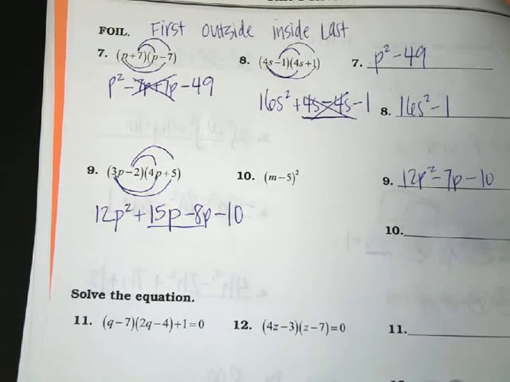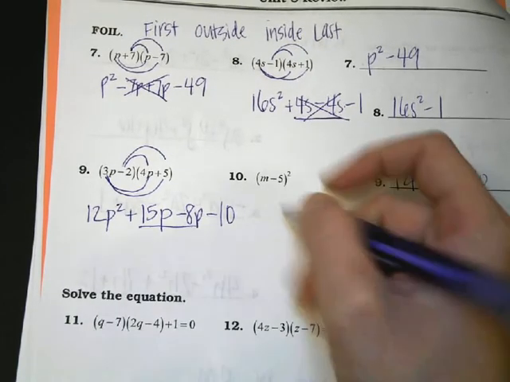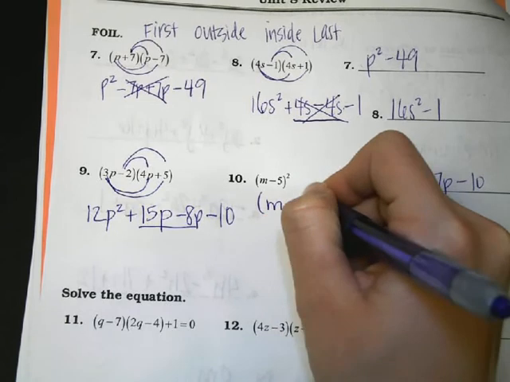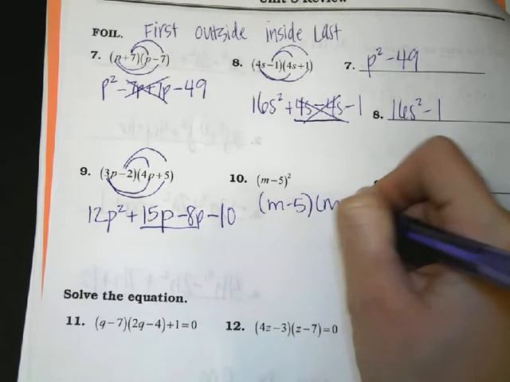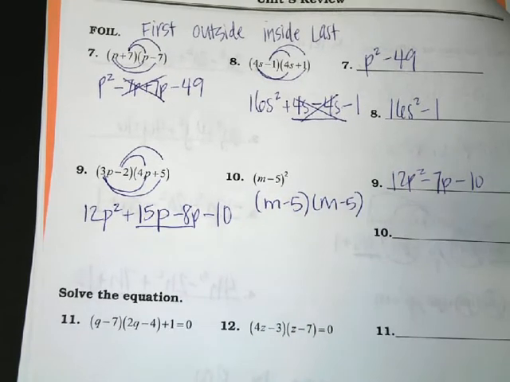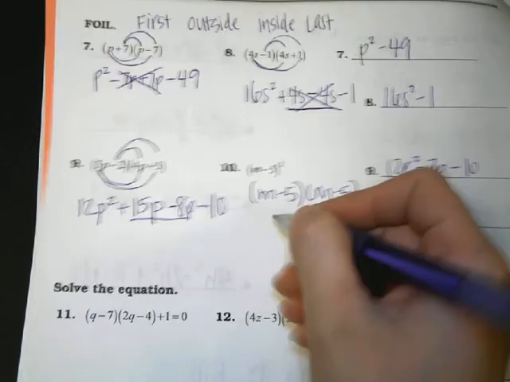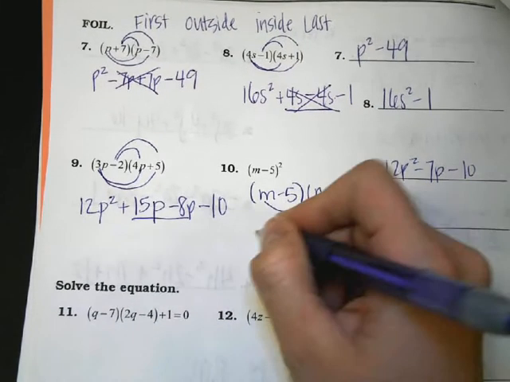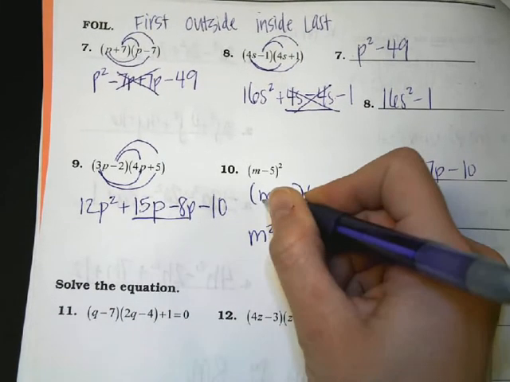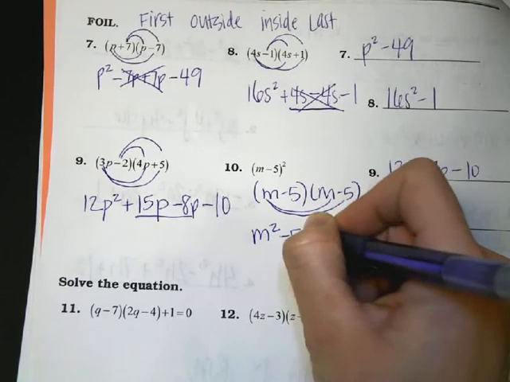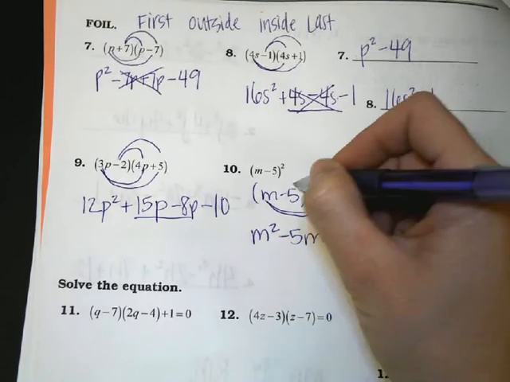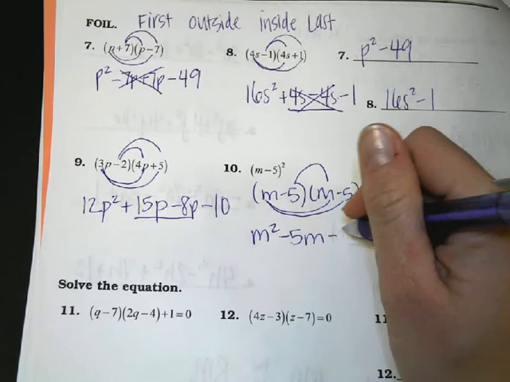Number 10, we need to rewrite m minus 5 times m minus 5. We know that m minus 5 squared is just m minus 5 times itself, so we rewrite that so it's easier to use FOIL. First times the first is m squared. Outside times the outside is negative 5m. Inside times the inside is a negative 5m. Last times the last is that positive 25.